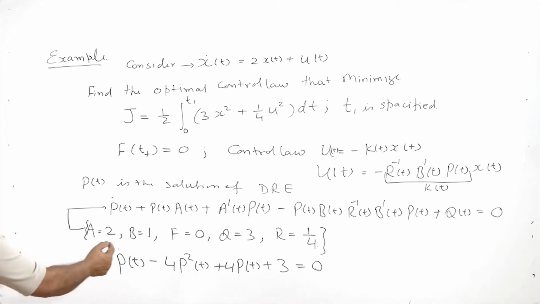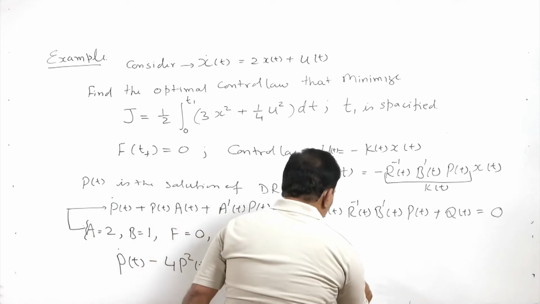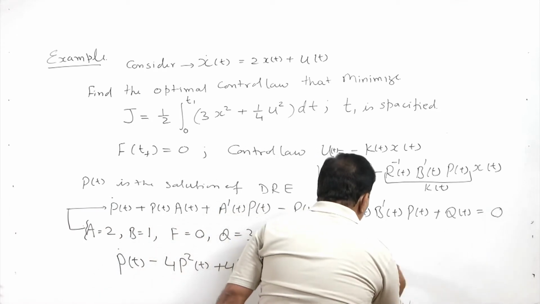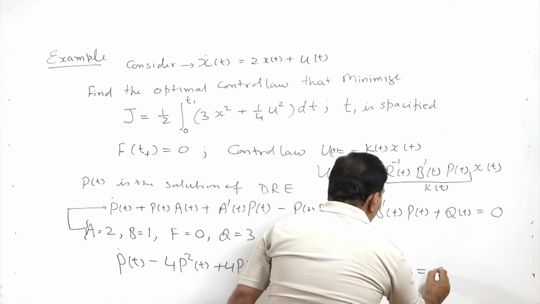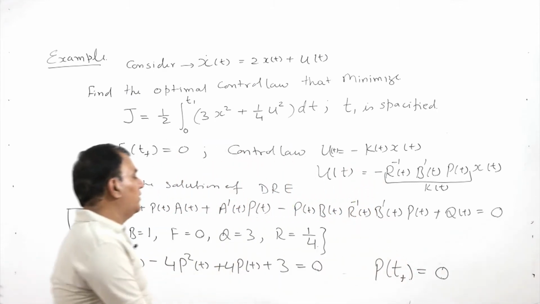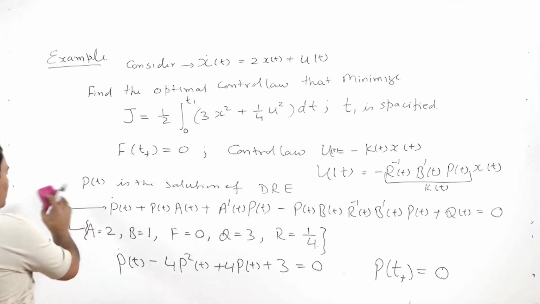So, this differential equation I have to solve, and what is my condition? P(tf) is nothing but 0 because F(tf) is 0. With this condition I have to solve this equation. It is a simple first order differential equation which can be solved.